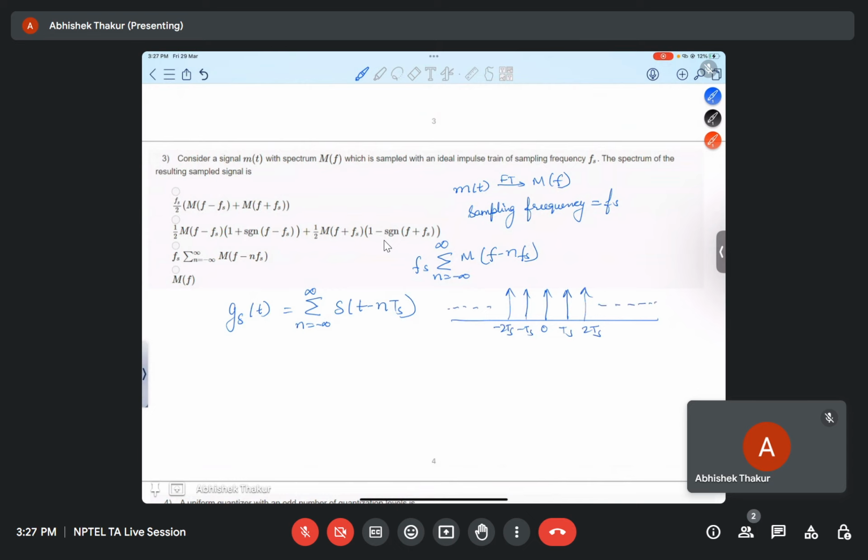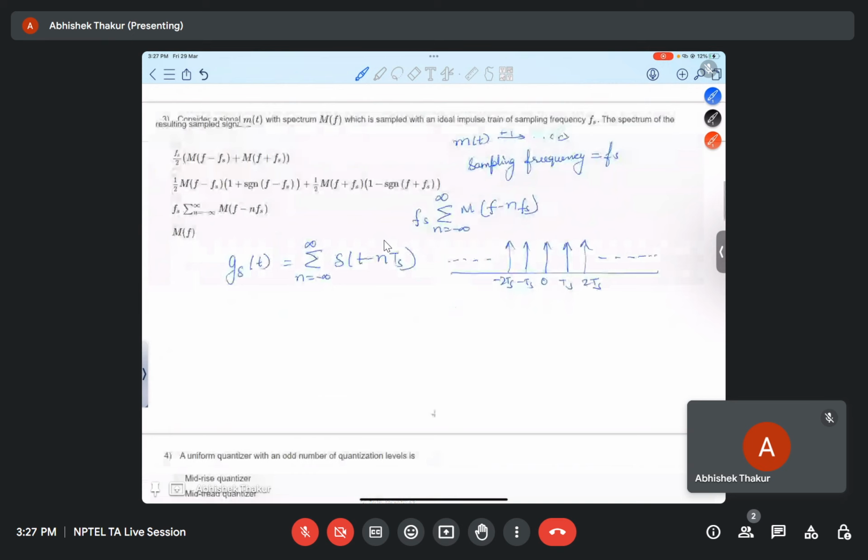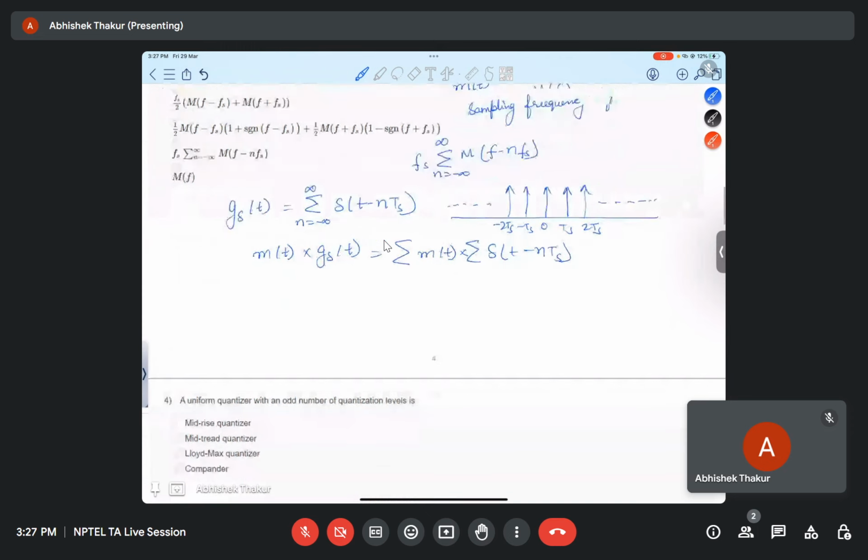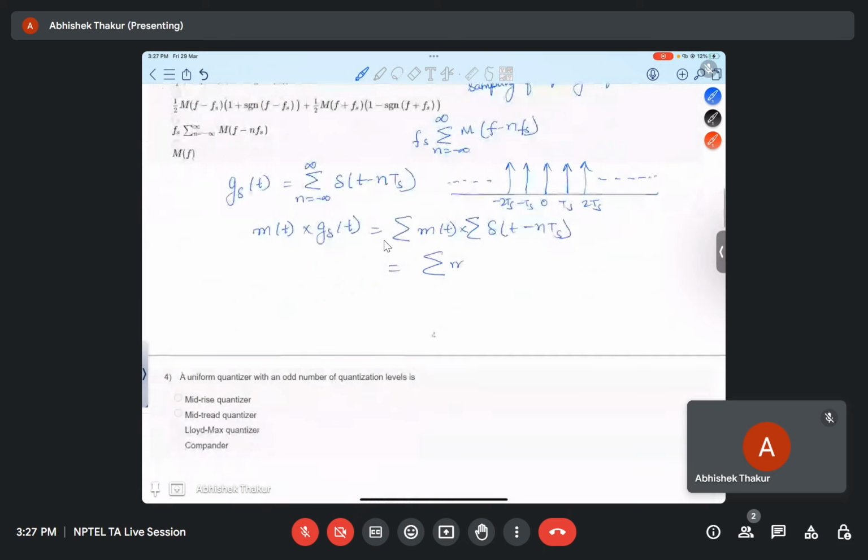So this is our impulse train, and let's suppose it is multiplied with the message signal m(t). This will be equal to m(t) multiplied with the summation of delta of t minus n Ts. This can also be written as the summation of m(t), we can write like this.